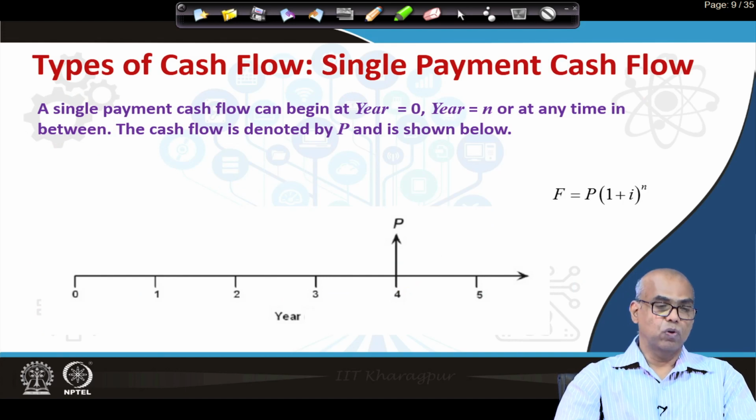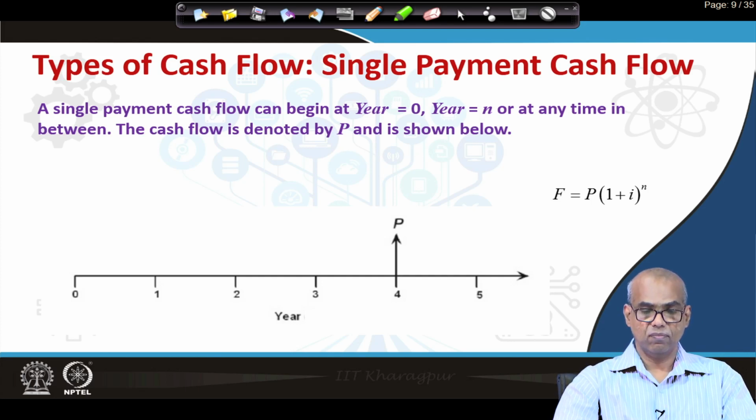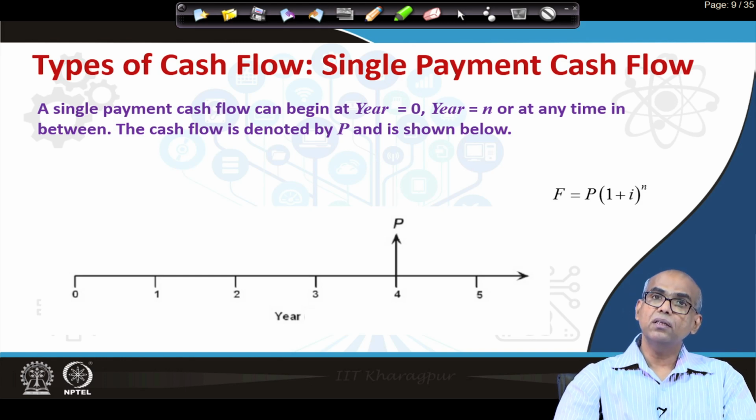Single payment cash flow. A single payment cash flow can begin at year equal to 0 or year equal to n or at any time in between. The cash flow is denoted by P and is shown here. The future value of the cash flow can be computed as F equal to P into (1 plus i) to the power n.